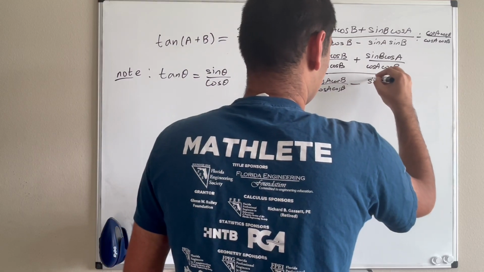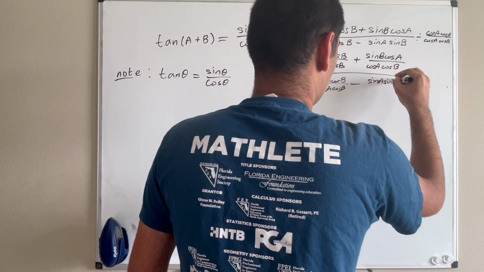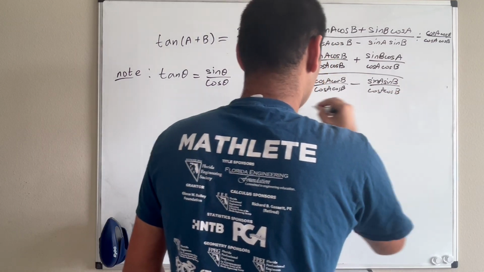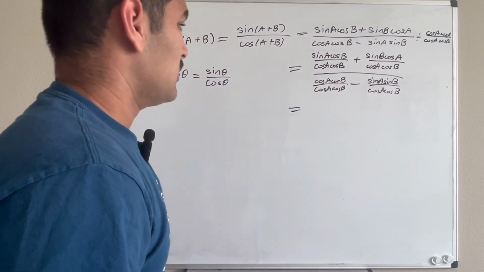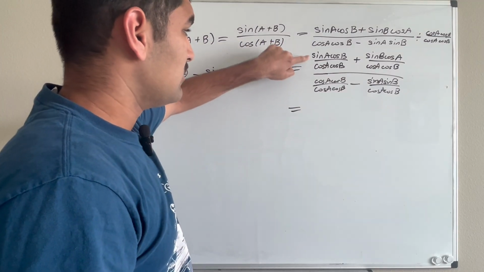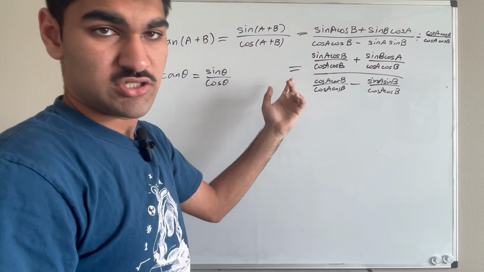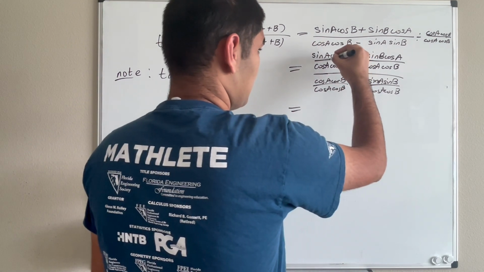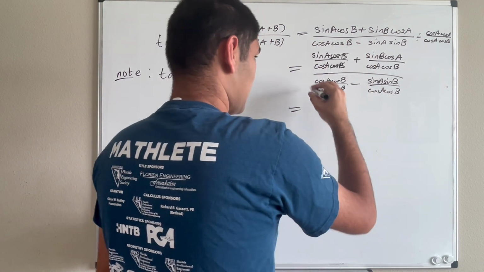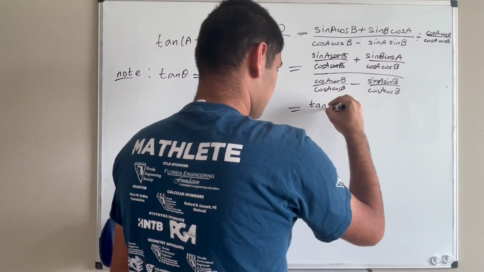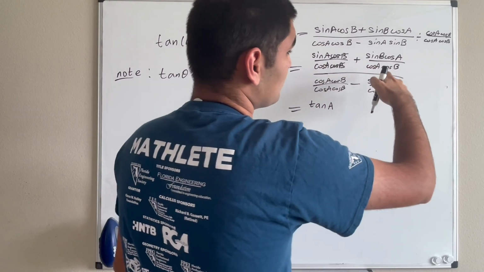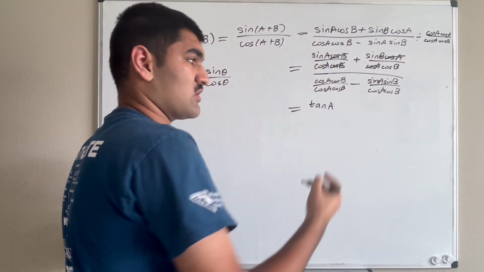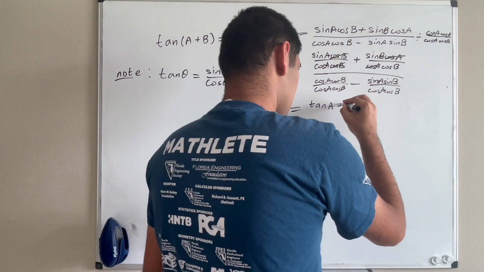And then we have minus sine a sine b all over cosine a cosine b. All right. So we know that sine over cosine, that's tangent. And then cosine over cosine, that just cancels out, right? So cosine b over cosine b, it cancels. So sine over cosine, that's tangent of a. And then similarly, here we have cosine a over cosine a, that cancels. And then you have sine b over cosine b, that's tangent b.